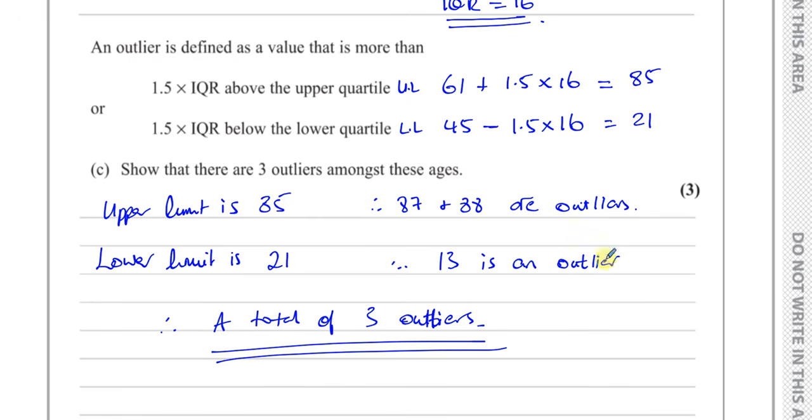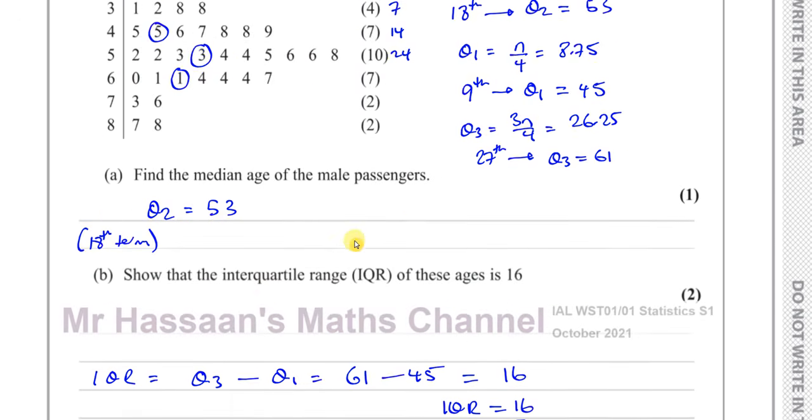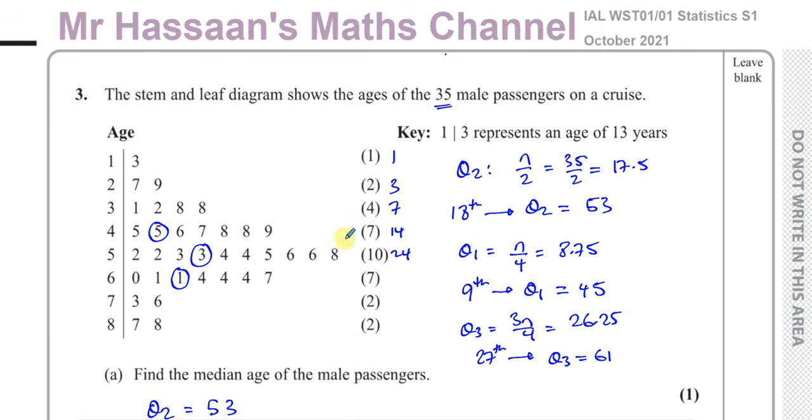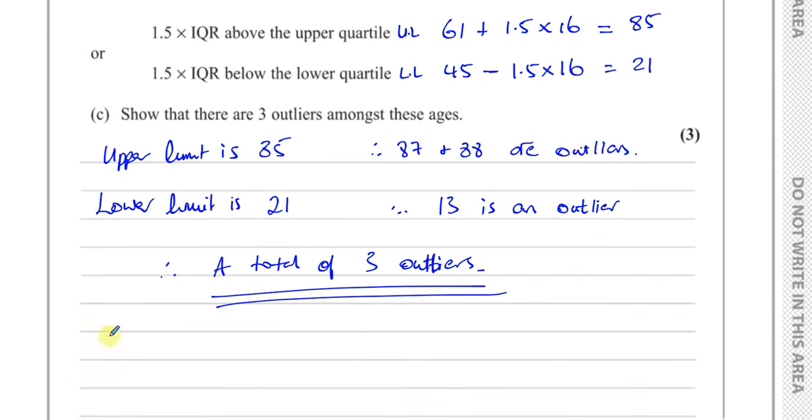Okay, so there's how we can show that. We've shown that the limits of the outliers are 85 for the upper one and 21 for the lower one, and there are 2 numbers above the upper limit and 1 number below the lower limit, so there are 3 outliers altogether. So that's the answer for part C. Now, so that's parts A, B, and C.